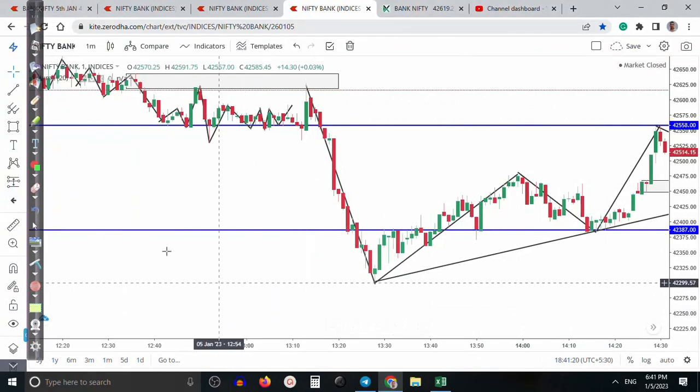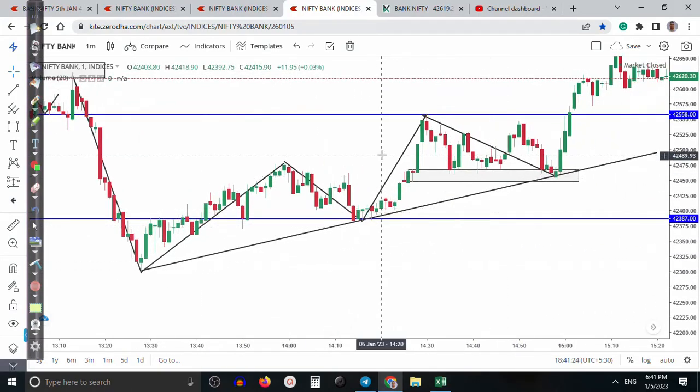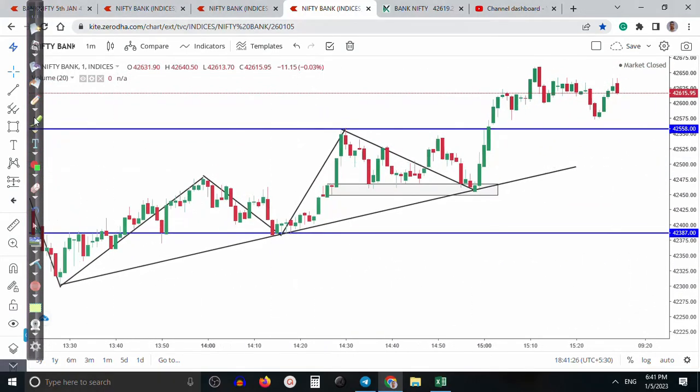Okay, one position I took here, but later you can see the next demand zone here. I took a position here also. So why, let me explain. Here I can see price creating higher high, higher low, higher high, and higher low. And this area is a demand zone. So why is it a demand zone?